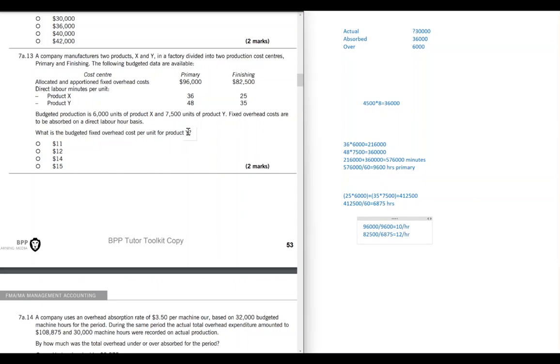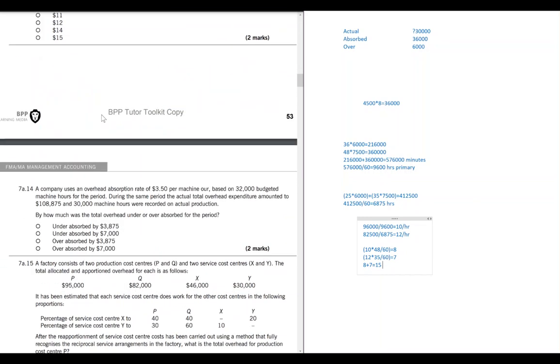They are talking about product Y. So for product Y, the cost per hour is 10. It takes 48 minutes, so multiply by 48 divided by 60, which will be the cost incurred in department primary. And in finishing, it is 12 multiplied by 35 minutes divided by 60. So 8 plus 7, we have 15 cost. Next, how much was the total overhead under or over absorbed? I will leave this, nothing new here.